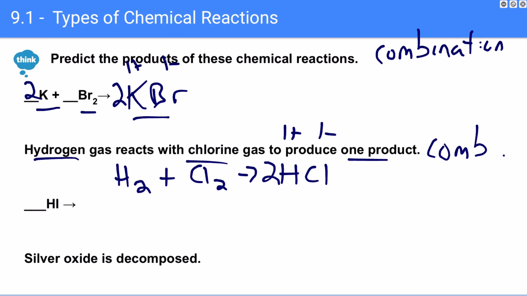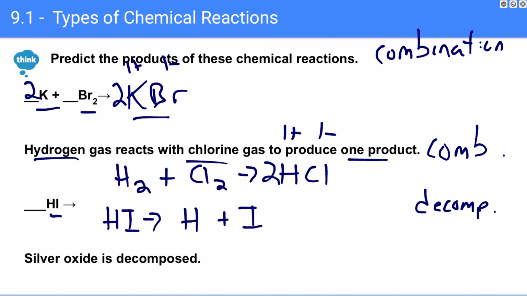Go from there. The third one here, we start with one reactant. The only thing we can do with one reactant is break it apart. So this is going to be a decomposition reaction. So start off with HI. Break it apart. Now go back and check your charges. But remember, we're checking for diatoms as well. Hydrogen and iodine are both part of the diatoms. Go back and balance.